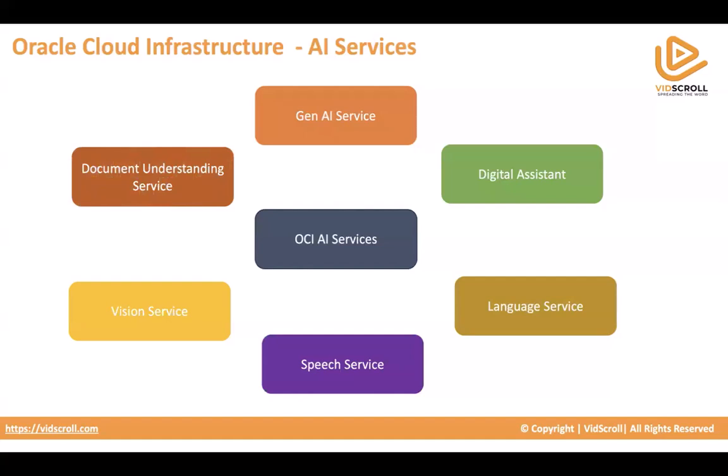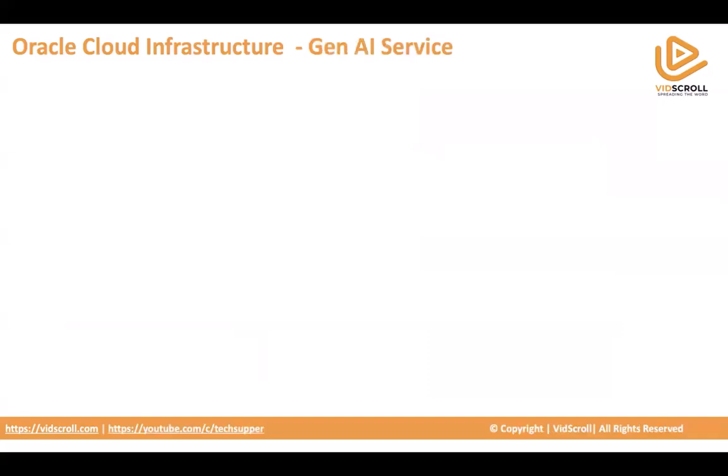Another service is document understanding service. It has another set of features that we are going to discuss in the next few slides. So Oracle Cloud Infrastructure is the right cloud which gives you plenty of AI services to achieve your AI application goals. Let's begin and let's deep dive into each one of the services.